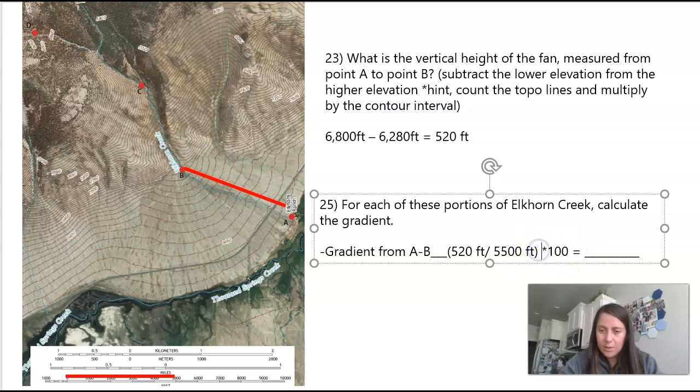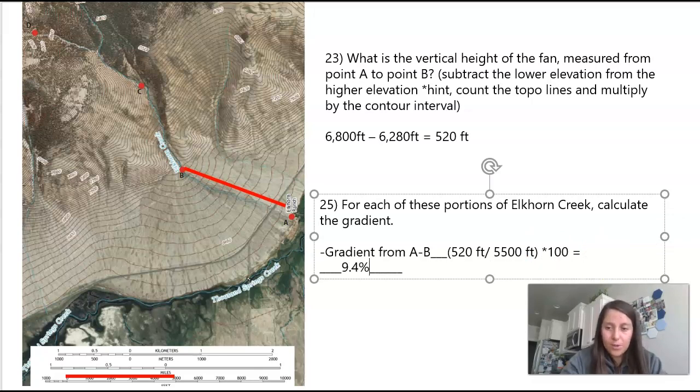So if we do that, we divide 520 by 5,500. It's going to give us about 9.4%. Okay, so that will be the gradient. So again, if this is a gradient of about 30%, 9% is about this. So it's not very steep in your eyes. But once you start hiking that, it will become a lot steeper. Definitely not as steep as the gradient between C and D.